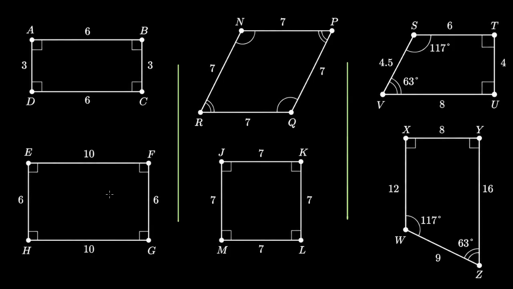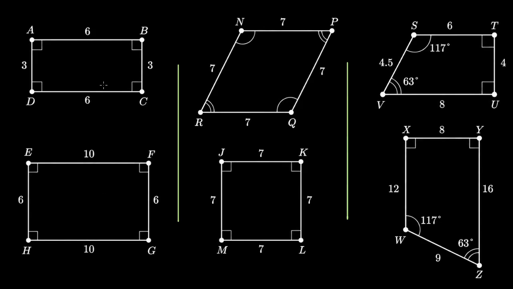All right, so to establish similarity in quadrilaterals, you actually have to be a little bit stricter than you are with triangles. You have to have both conditions met, that all of the corresponding angles have the same measure, and the ratio between corresponding sides is the same.